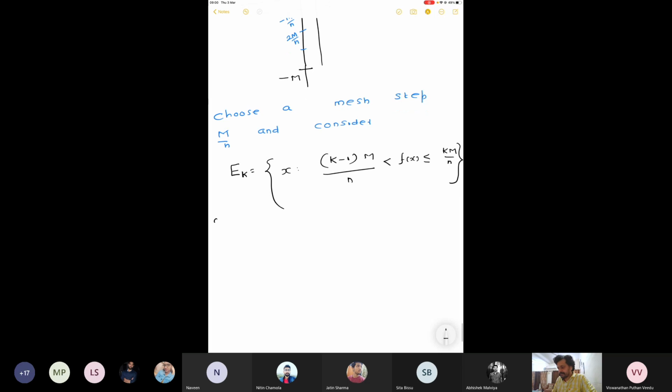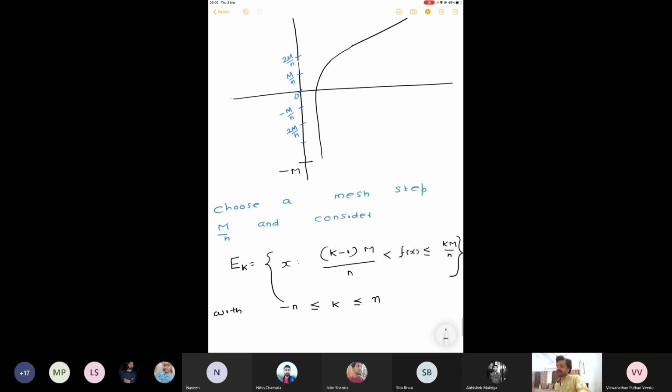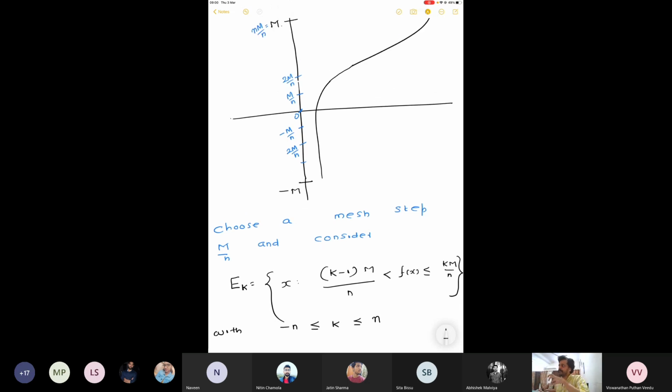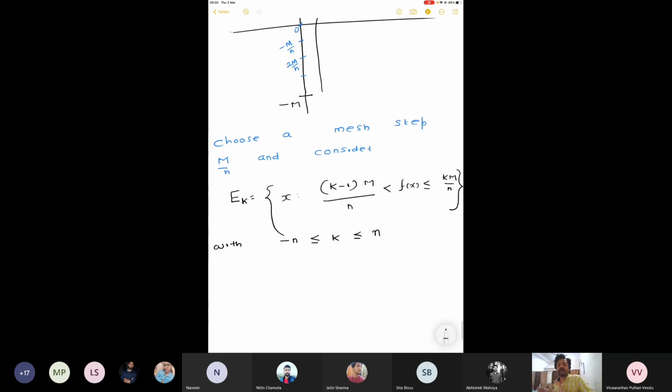With minus n less than or equal to k less than or equal to n. For the time being, n is fixed. You divide minus m to m into equal subintervals of size m by n, and then you take the inverse image and consider Ek.